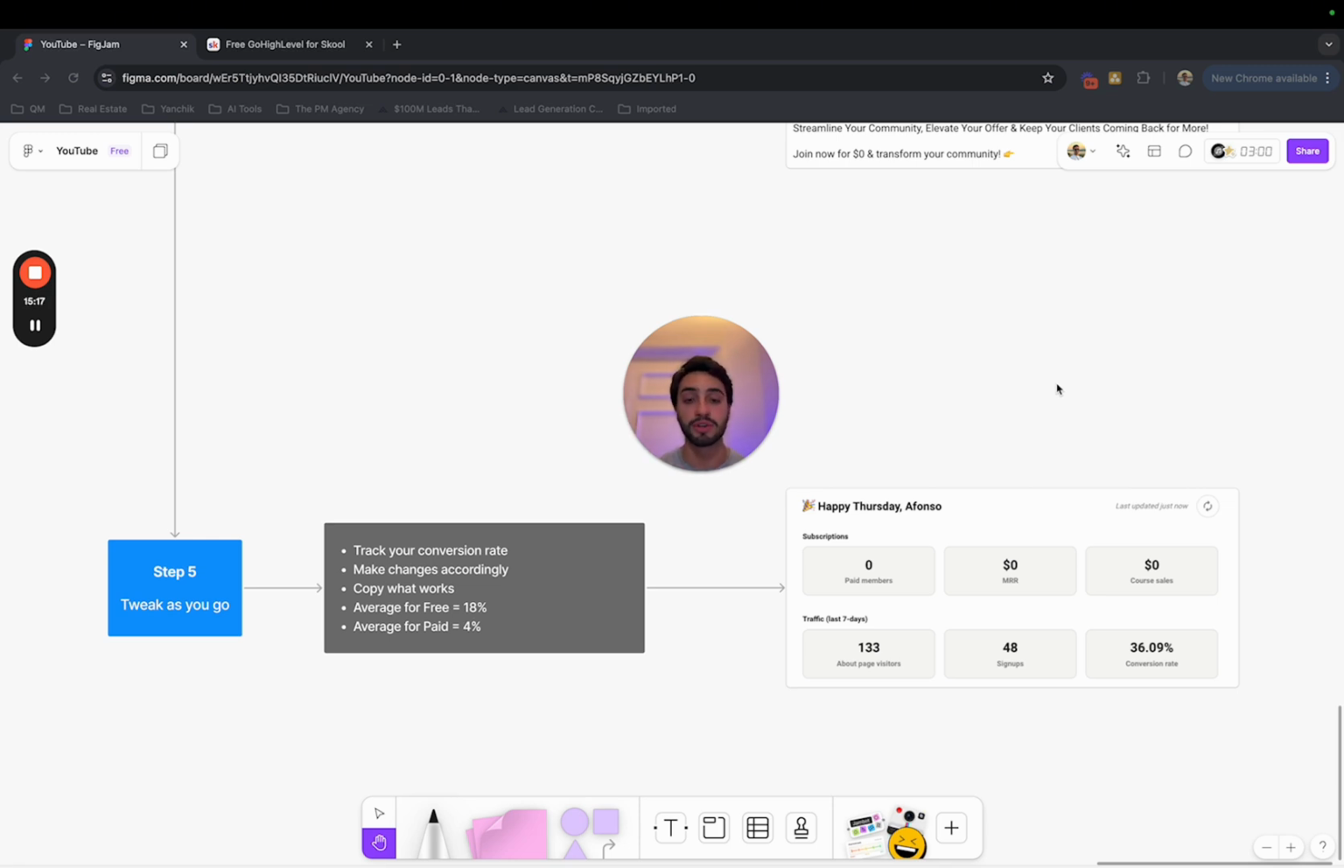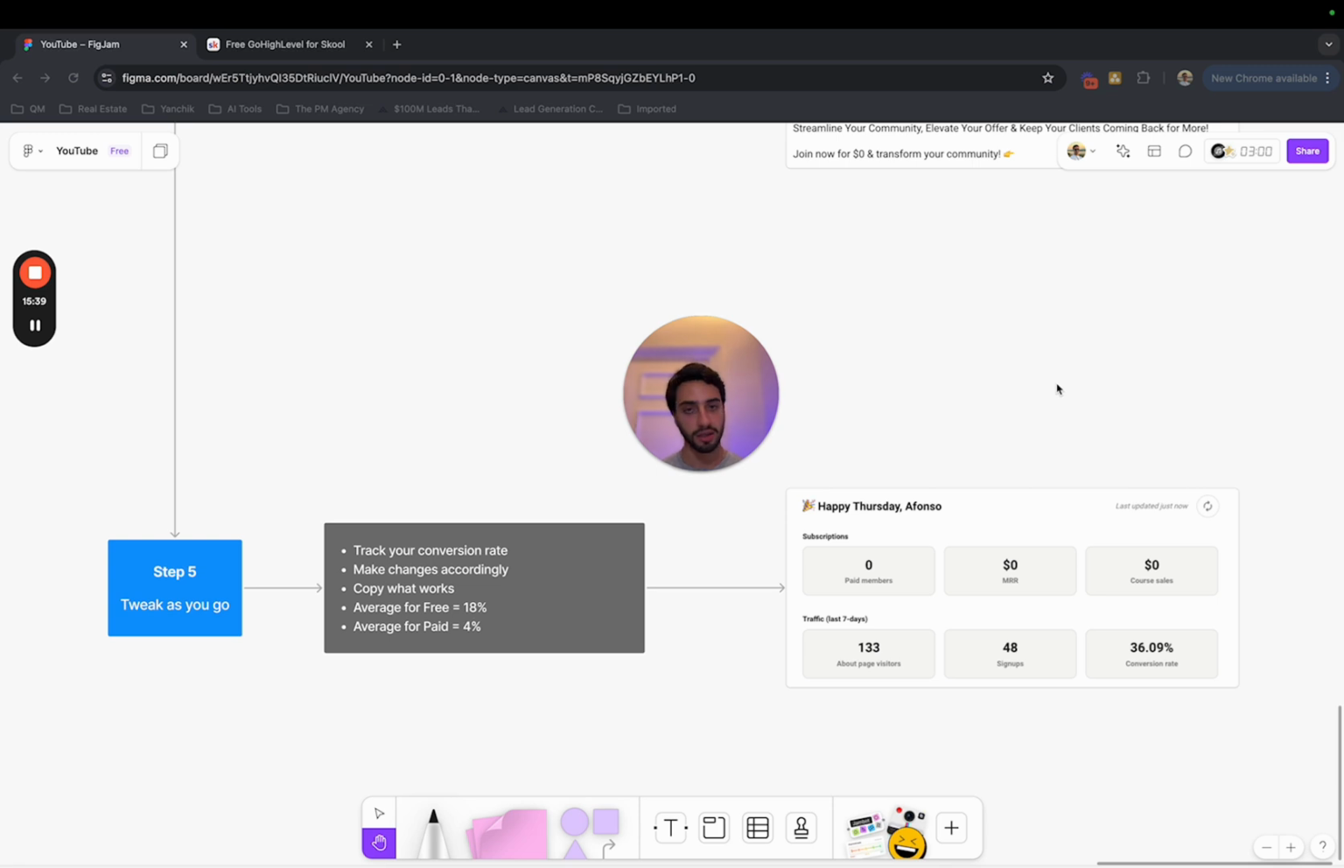Now, depending on how much traffic you're getting, if you're getting a couple hundred people every single week, or if you're just getting a couple people every single week, you'll want to run this for longer or shorter periods of time. But as a rule of thumb, I would let it run for at least a month. At that point, you'll be able to compare month after month the tweaks that you make, and you'll be able to stick to something that works.